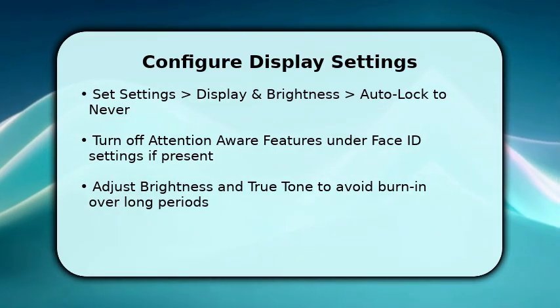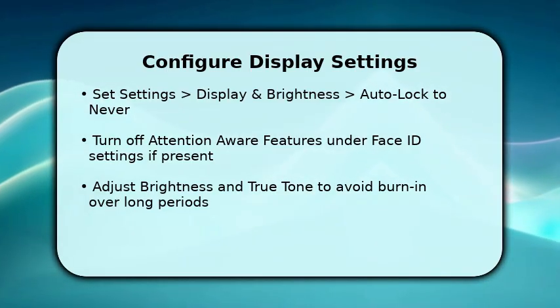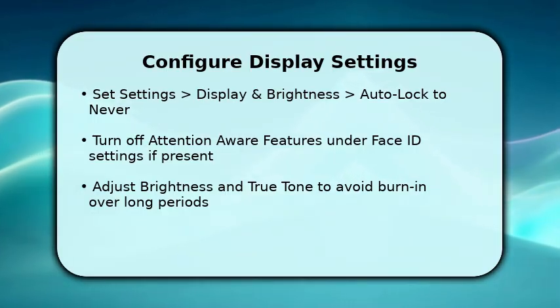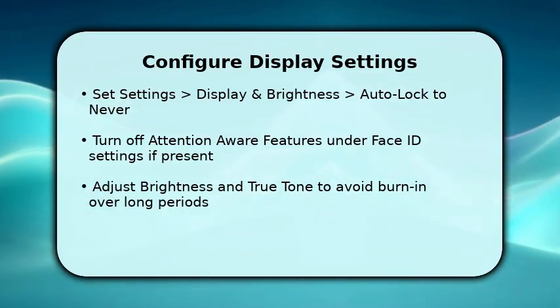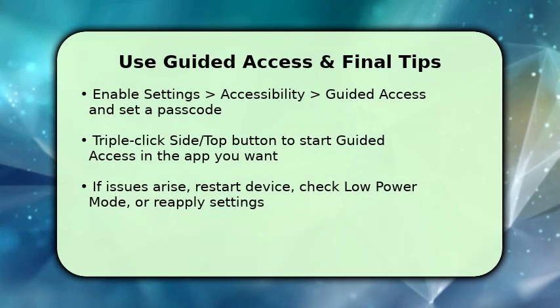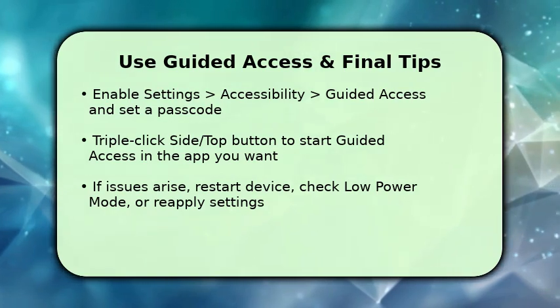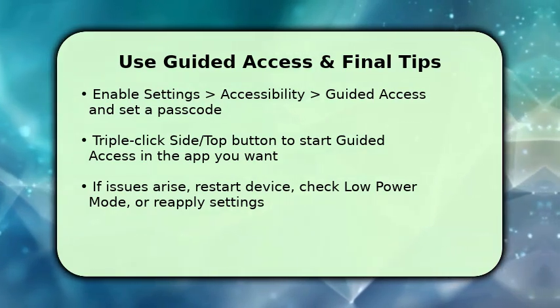Next, lower brightness and disable True Tone or Night Shift if they cause unwanted shifts. I suggest a stable brightness around 30–50% to reduce burn-in and heat during prolonged use. You'll finish by enabling guided access under Accessibility and setting a secure passcode. This locks the screen on one app and keeps the display awake.